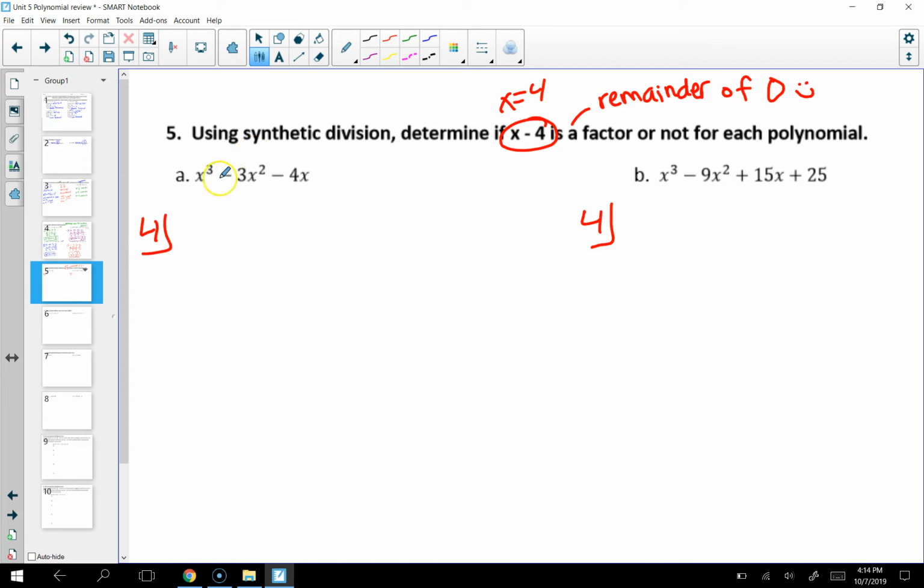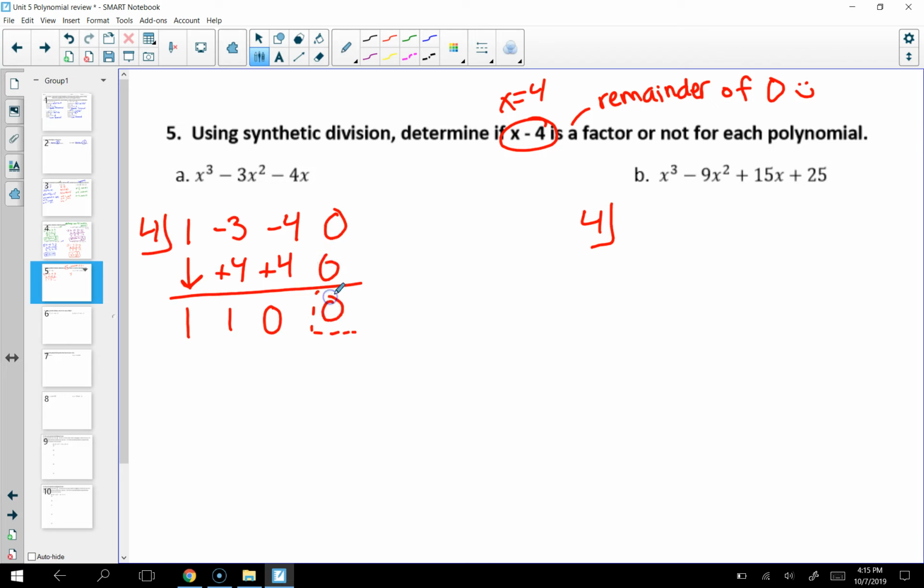This first one, my degree is 3. 3, 2, 1. Oh, we're missing the constant on the end. So x cubed, here's x squared, here's x, and I don't have a constant, so I need to put 0 in its place. Alright, so remember, if we get a 0 in this box, it's going to be a factor. So we multiply, we get 4. Add here to get a positive 1. Multiply again. Add to get 0. 4 times 0 is 0. 0 plus 0 is 0. So because of right here, we can say yes for A.